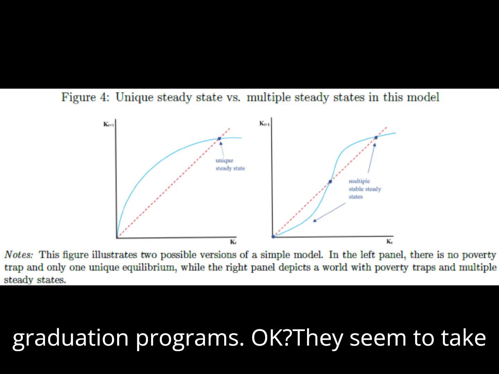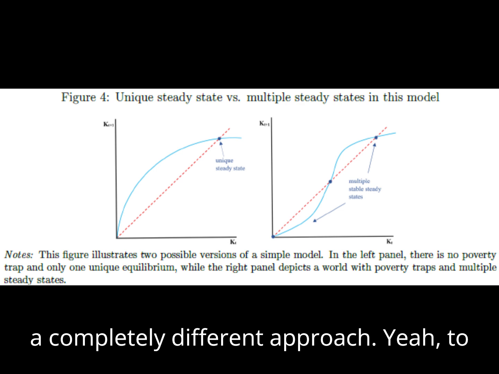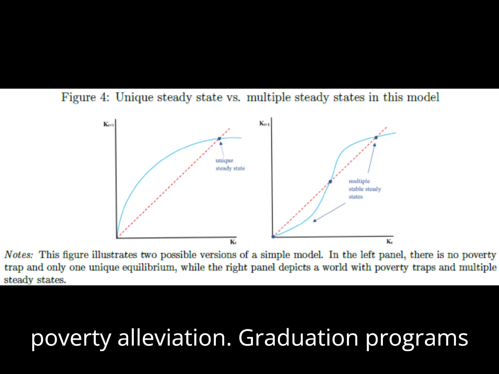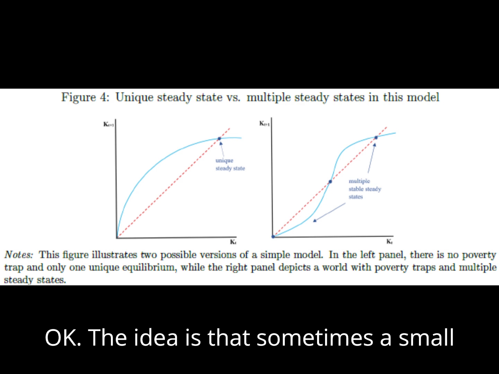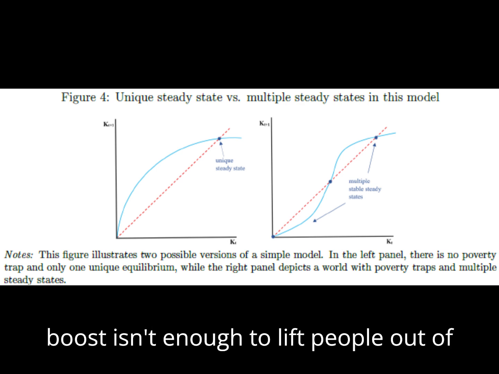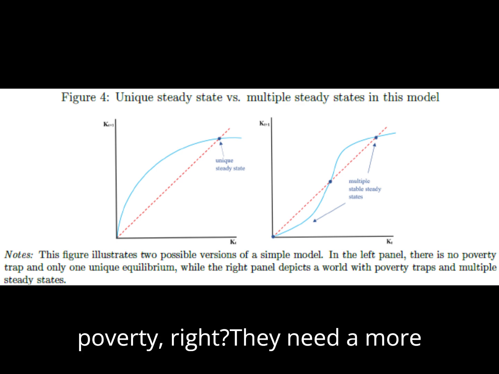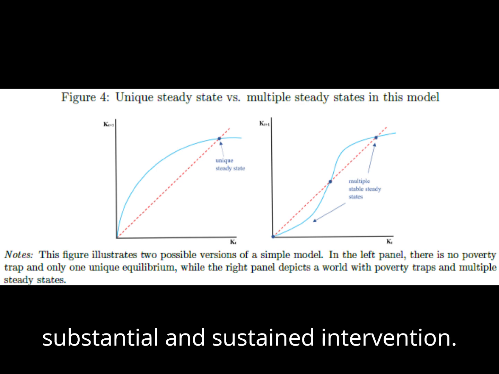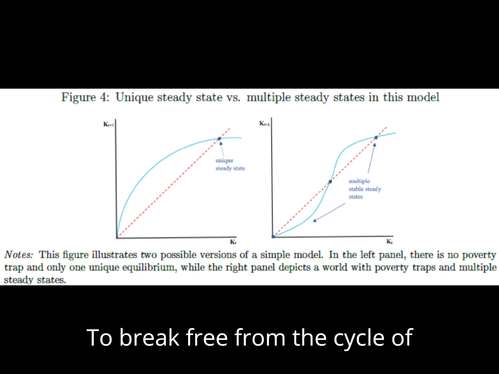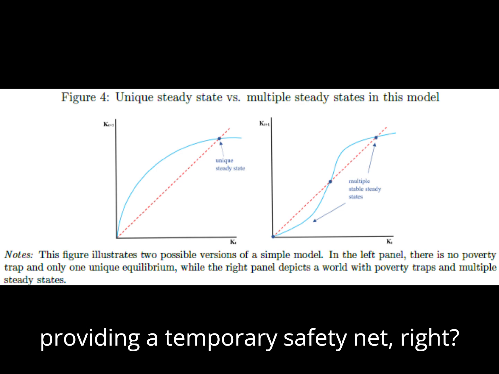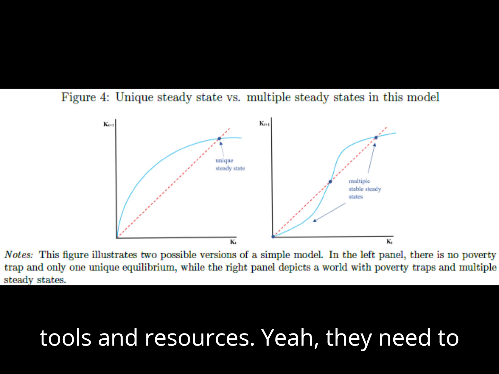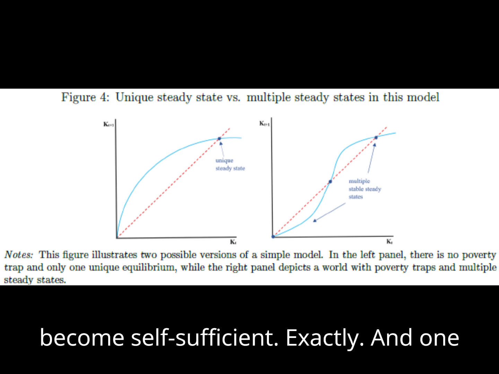Now, I'm really intrigued by the concept of big push or graduation programs. They seem to take a completely different approach to poverty alleviation. Graduation programs are based on the idea of poverty traps. The idea is that sometimes a small boost isn't enough to lift people out of poverty. They need a more substantial and sustained intervention to break free from the cycle of deprivation. So it's not just about providing a temporary safety net. It's about equipping people with the tools and resources they need to become self-sufficient.